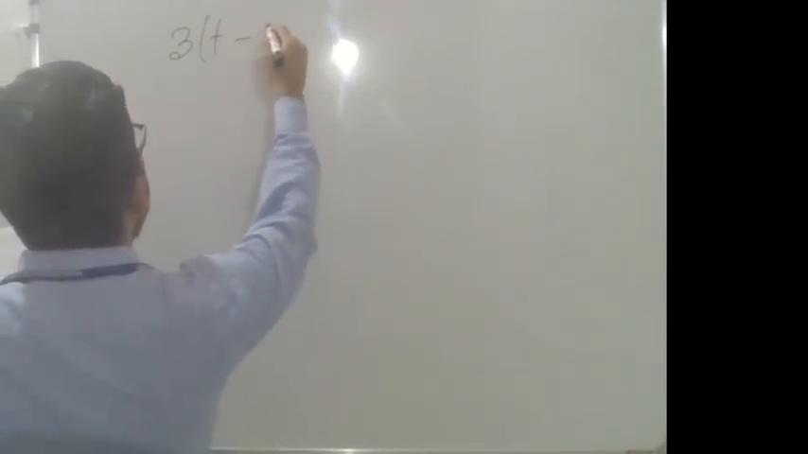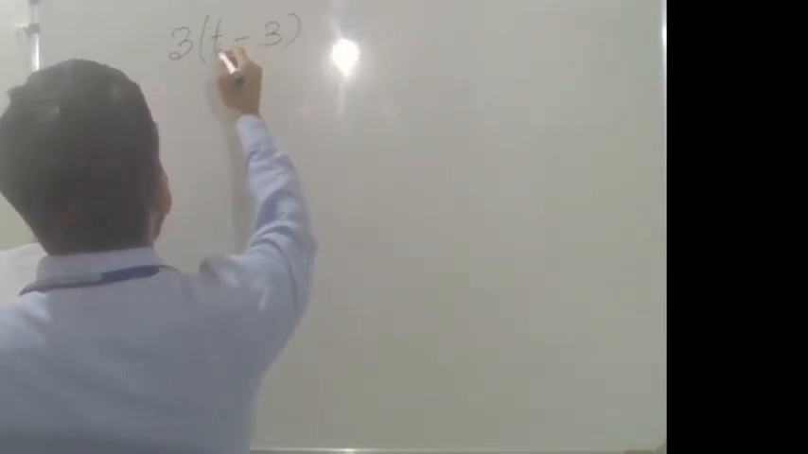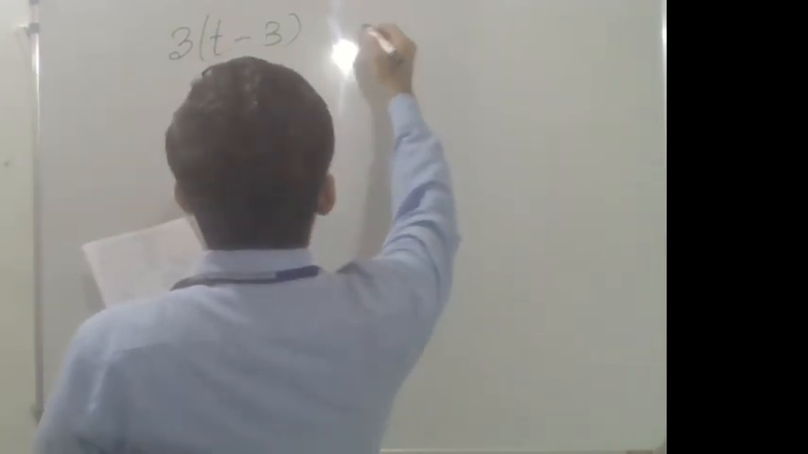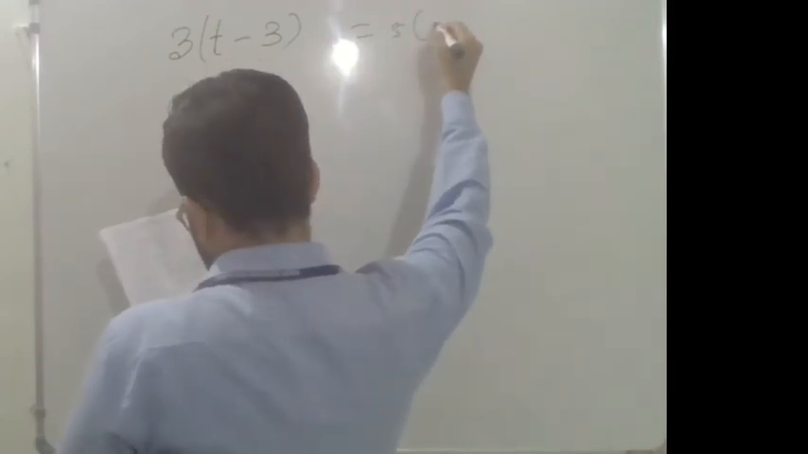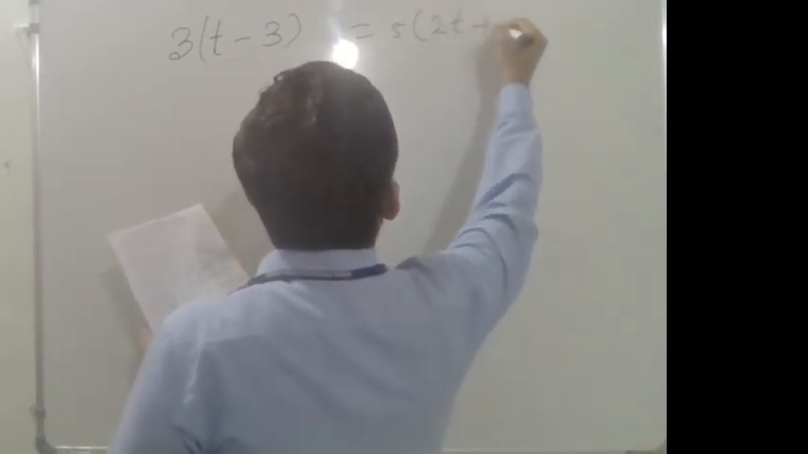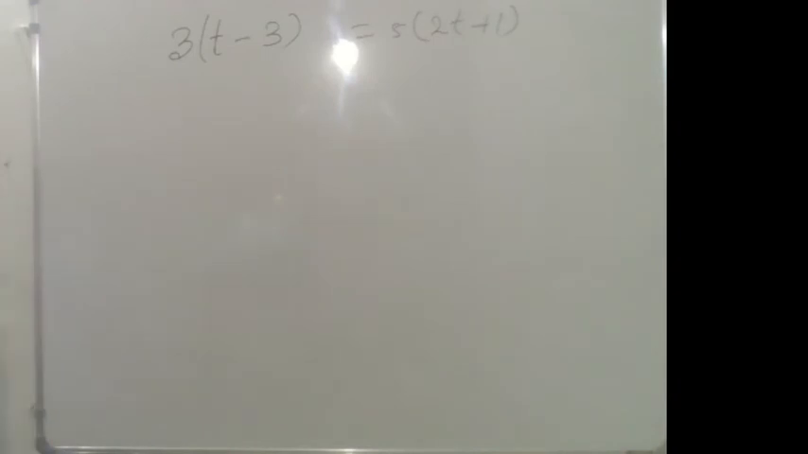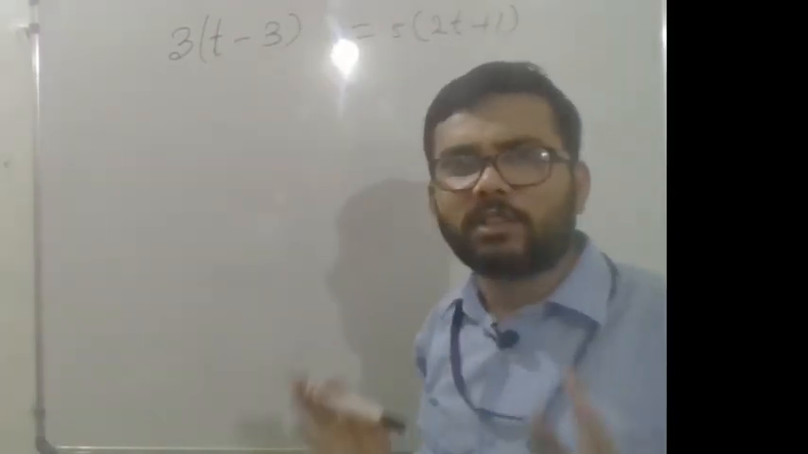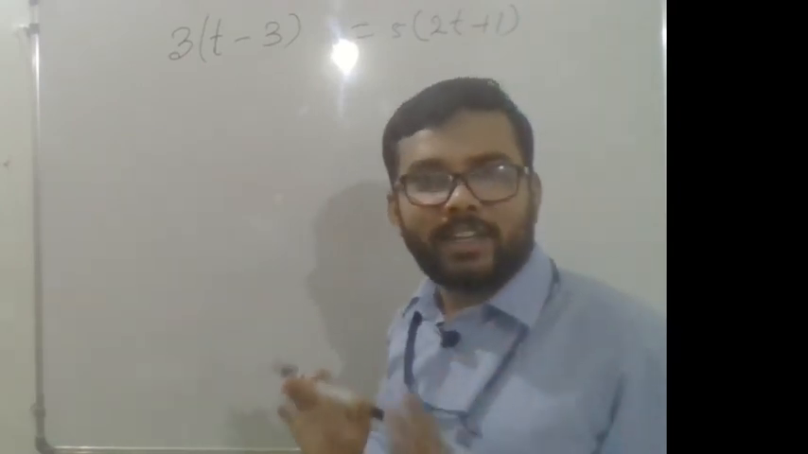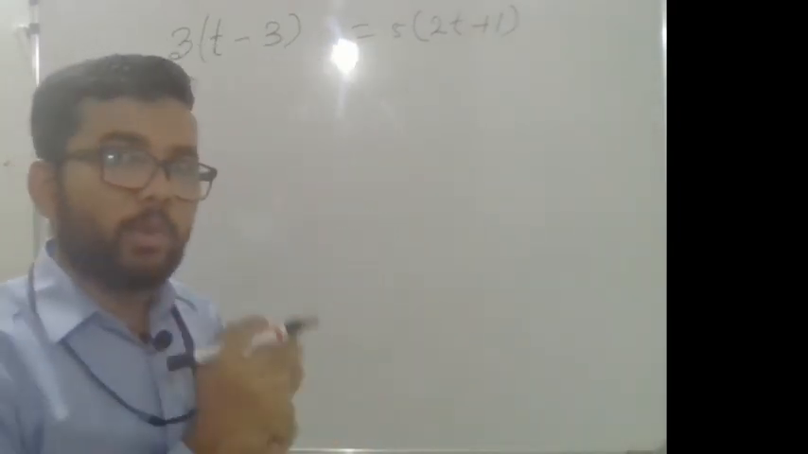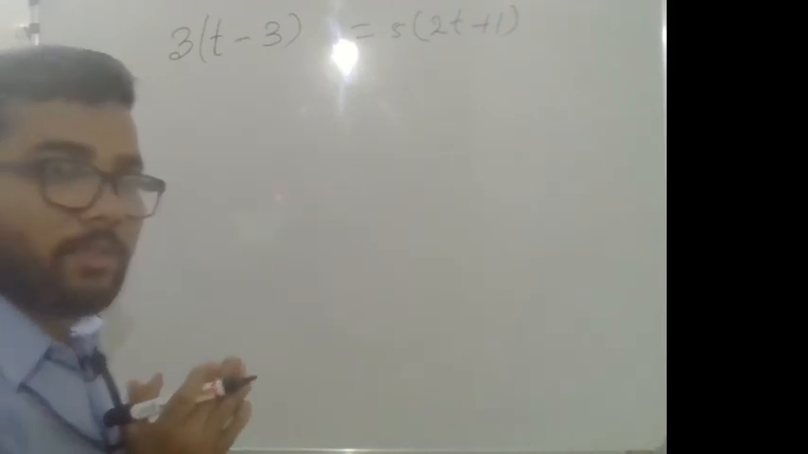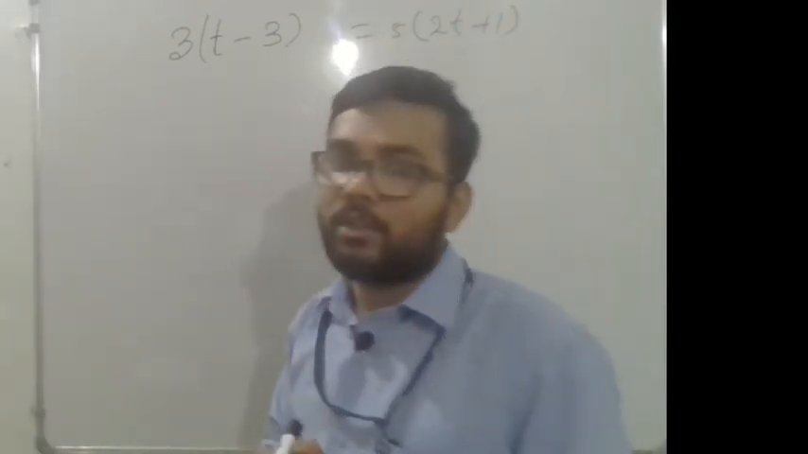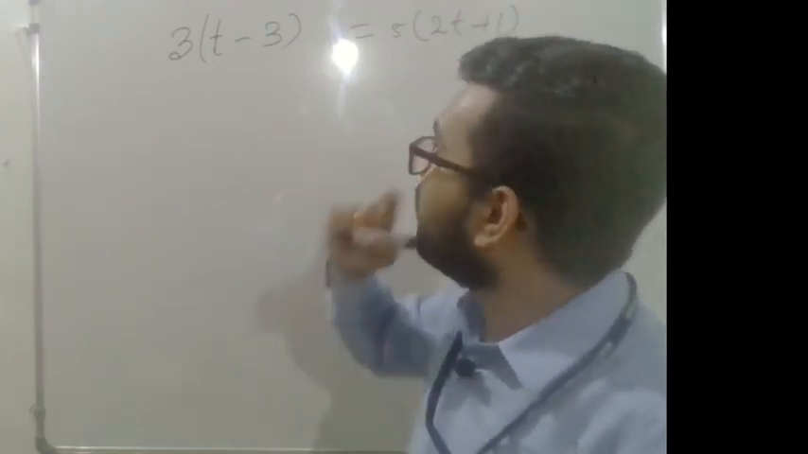Next question is 3 into (t minus 3) equals 5 into (2t plus 1). Very easy question. This is also a question of your exercise. Those who have understood the previous examples can solve these questions very easily.